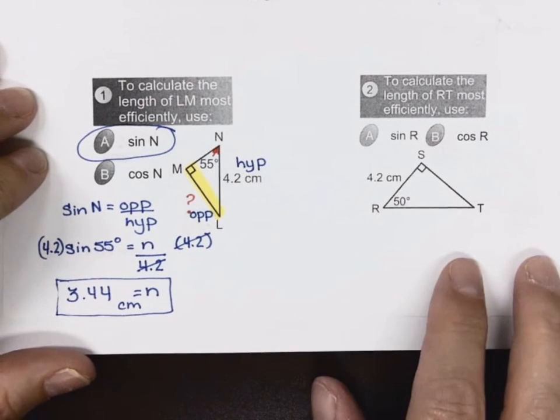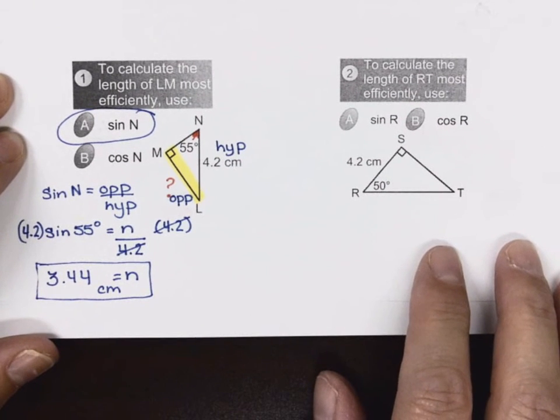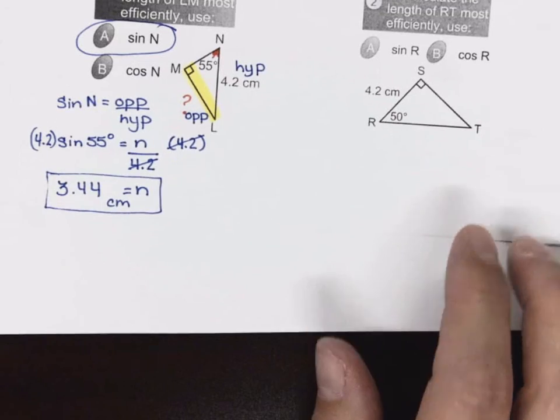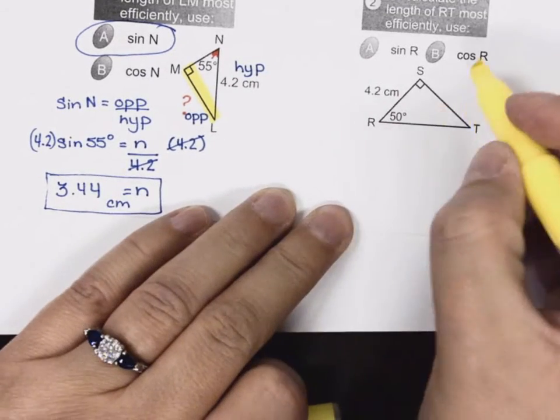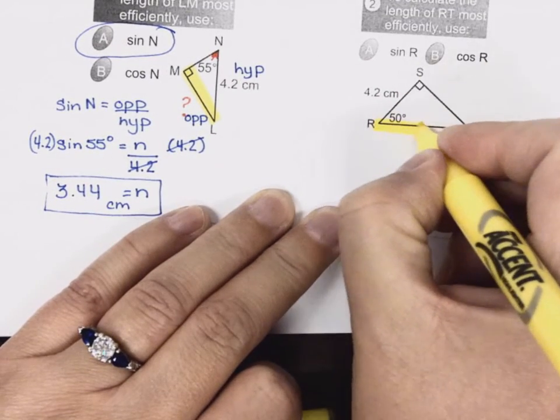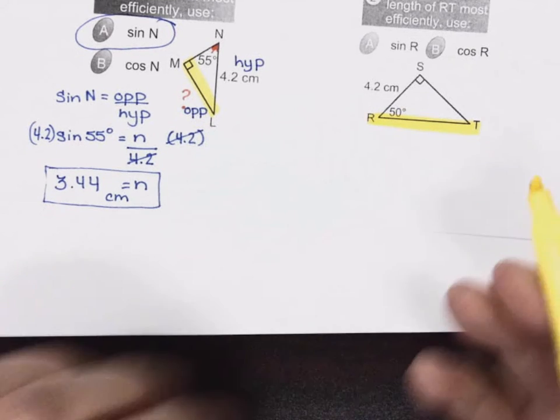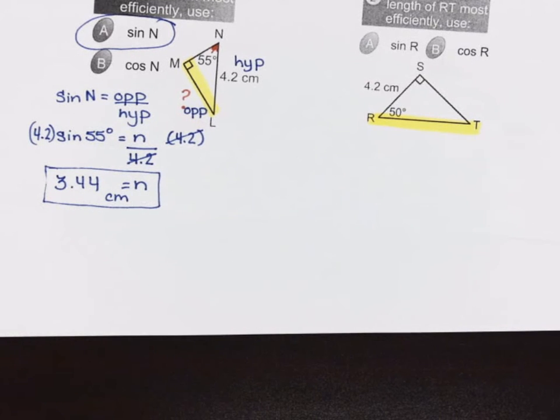This is kind of the same question. Let me look. No, this one's a different question. So let's do this one. So we're trying to find RT. That there. Sometimes I find highlighting it or indicating it is helpful, because then I know what I'm looking for.